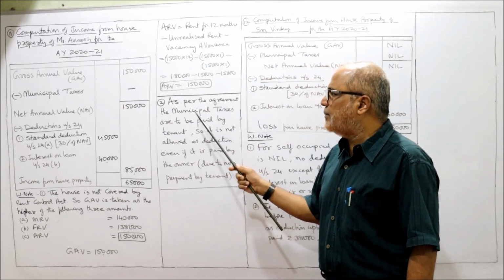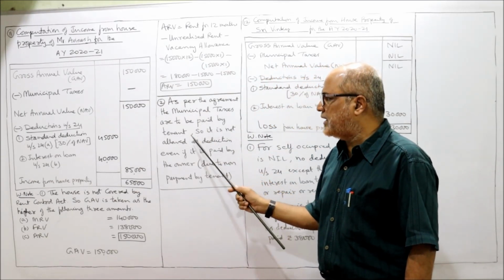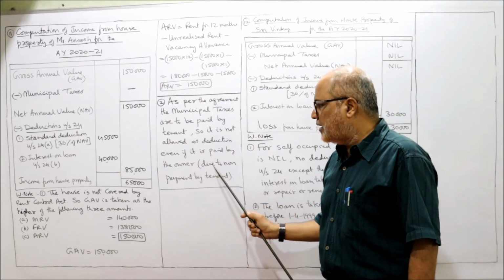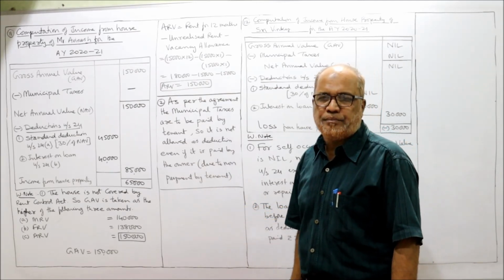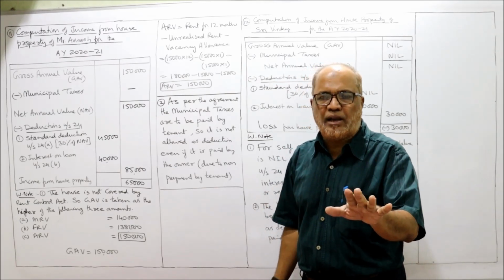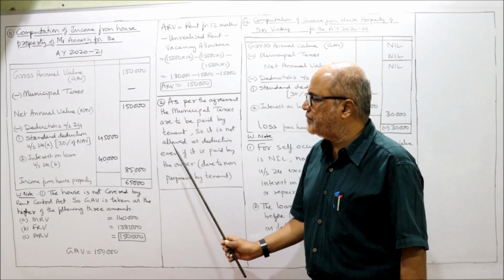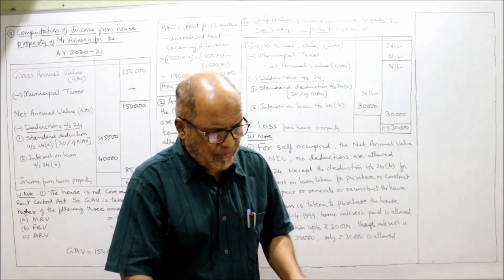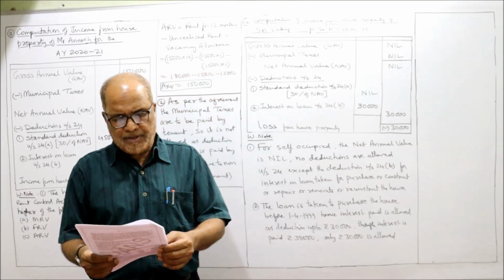So as per the agreement, the municipal taxes are to be paid by the tenant. So it is not allowed as deduction even if it is paid by the owner due to non-payment of the tenant, because in the agreement it is written. That's it. This is the end of problem number 11. Now see the 12th problem.